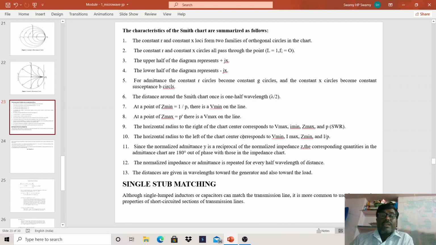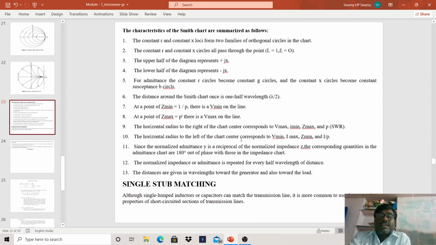At a point where Z is maximum, that is rho, there is a V max on the line. When on the line Z minimum is given by 1 by rho, that point on the line is called V minimum. A point where Z is equal to the maximum value, Z max equal to rho, is a V max on the line, where you get the maximum voltage.